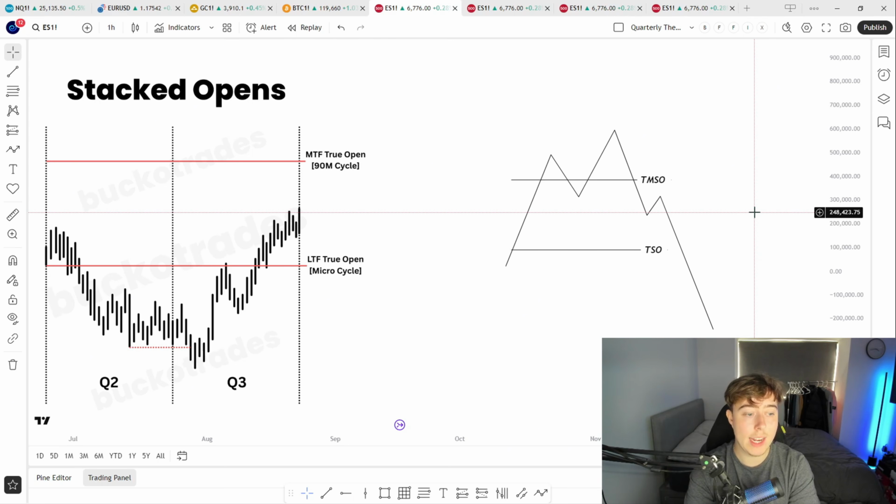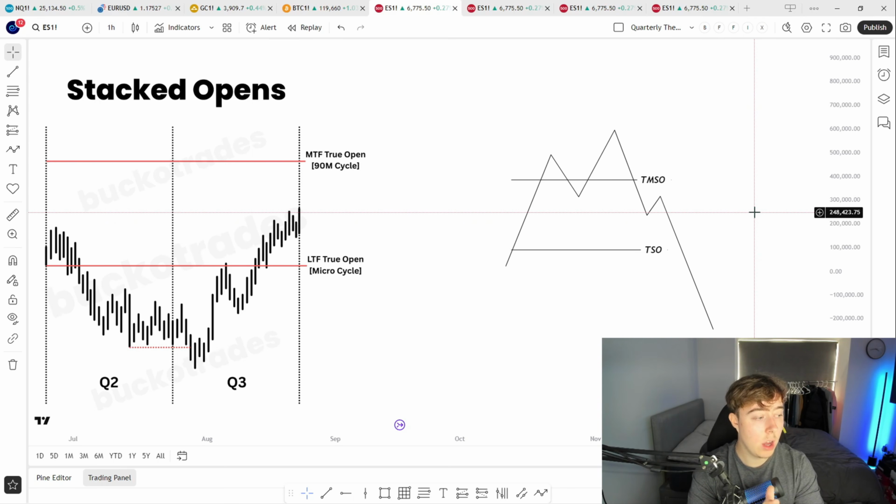Another thing to note as well is we don't need stacked opens at all, but if they're there, then it makes it a lot higher probability. But you shouldn't rule out your setup just because it's not stacked opens, unless that is your model, of course. But if there is stacked opens, it will be much higher probability, okay? But the main thing you want to see is that it manipulates above or below the current cycle's true open that you are viewing.